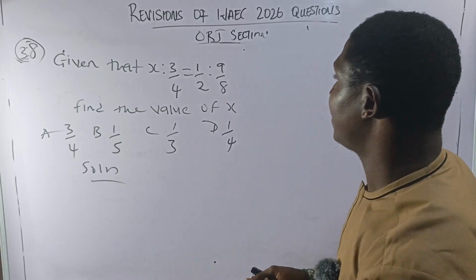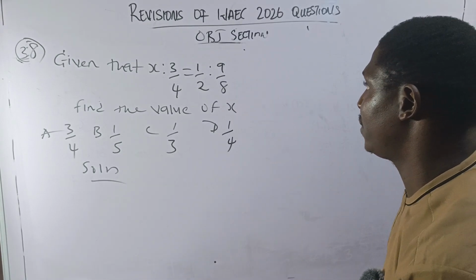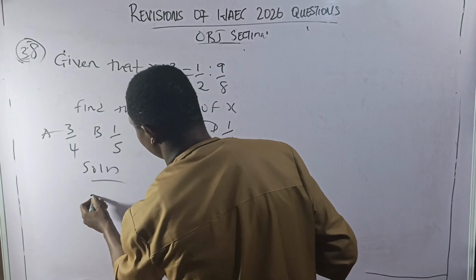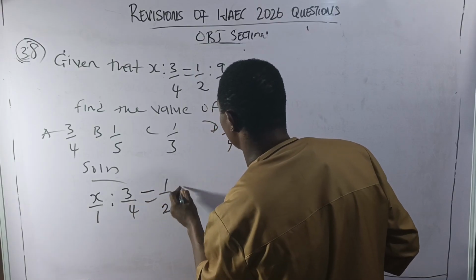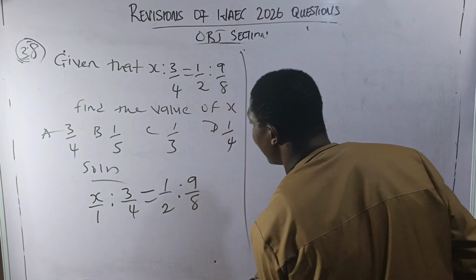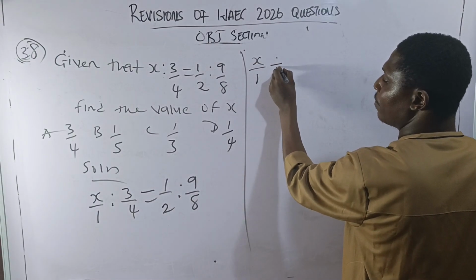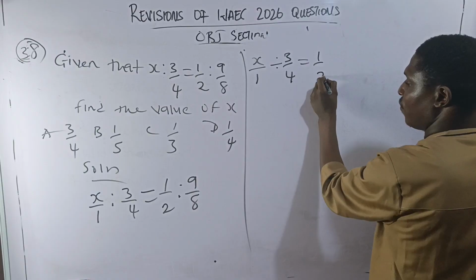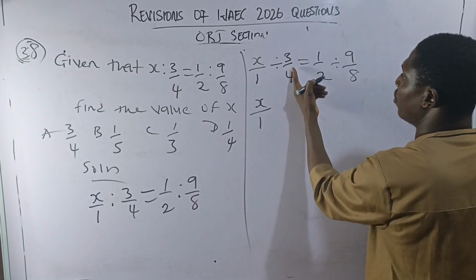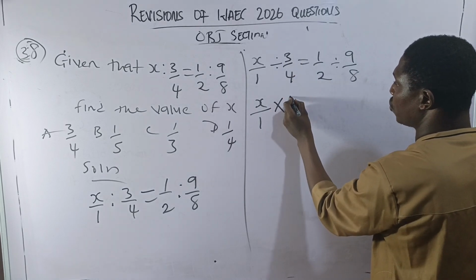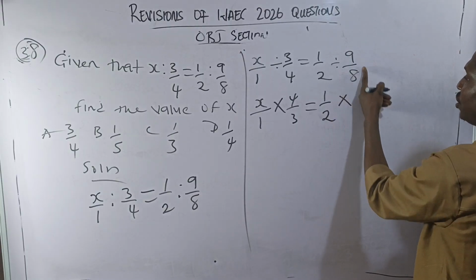So we have a question. It says, given that s ratio 3 over 4 is equal to 1 over 2 ratio 9 over 8, find the value of x. For us to find x, this is the same thing as x over 1 ratio 3 over 4 equal 1 over 2 ratio 9 over 8. Now, ratio is the same thing as divide. So I have x over 1 divided by 3 over 4 equal 1 over 2 divided by 9 over 8. I'll change my division to multiplication and interchange the right hand side. So I'll have times 4 over 3 equal to 1 over 2.